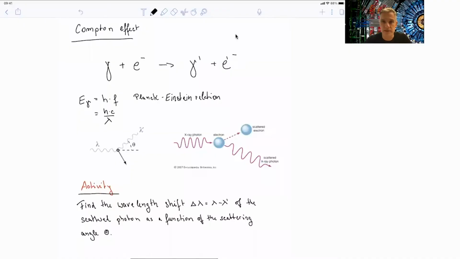Welcome back to A20 Special Relativity. In this last example of relativistic kinematics, we want to investigate scattering, in this specific case, the scattering of a photon on an electron at rest. So we have, as an initial state, a photon, an electron at rest, and then the photon is scattered, and we also observe a scattered electron.